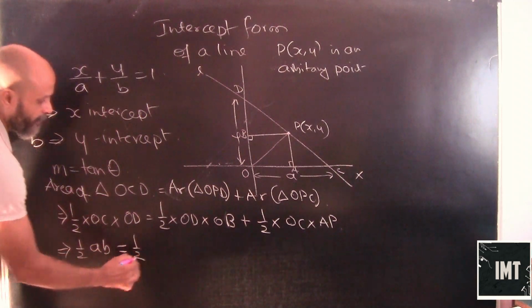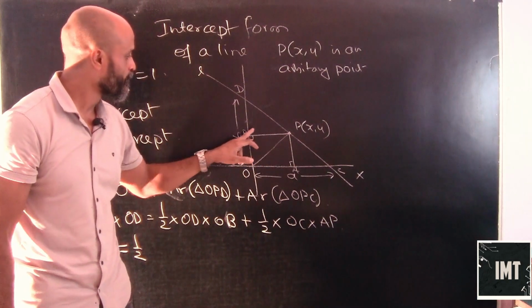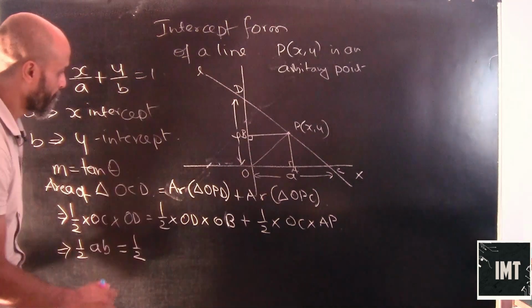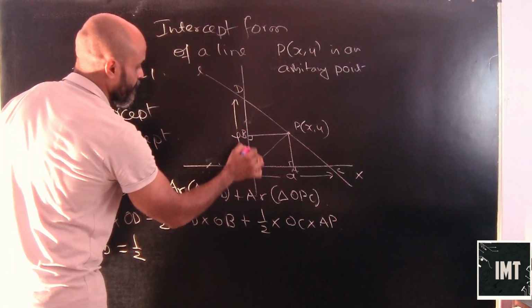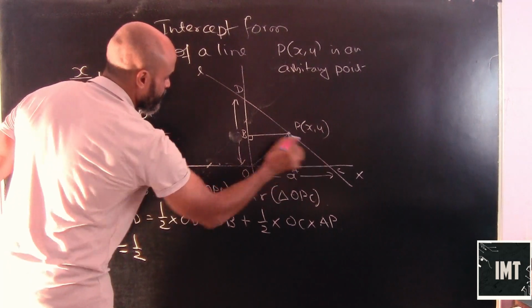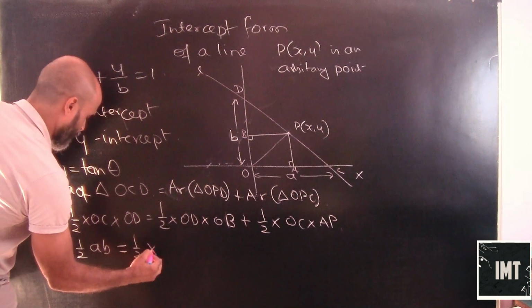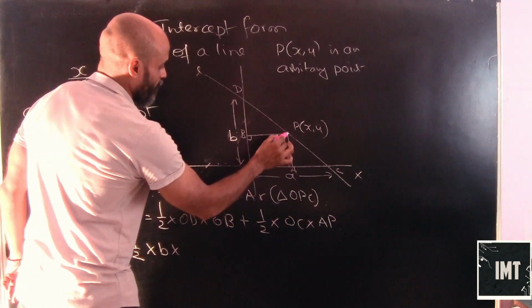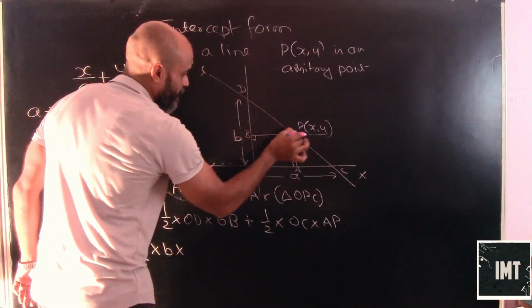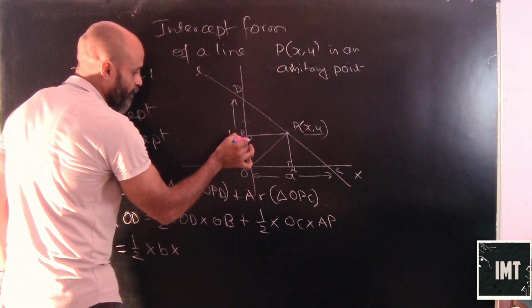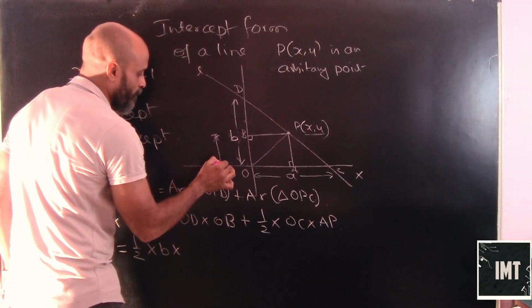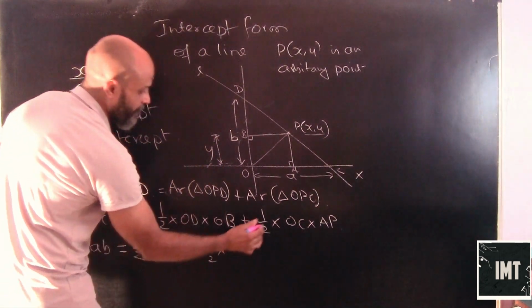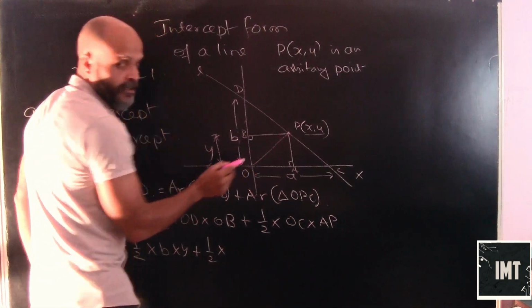This should be equal to half OD. OD means this entire thing. This is A, this is B. So half into OD, that is B, into OB. Now look at this. This is x, y, so obviously OB will be y. So this will be y, plus half into OC. OC is how much? Is this visible?